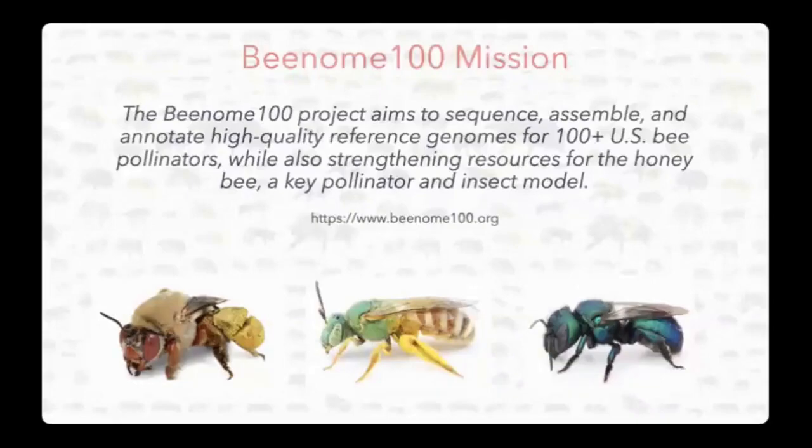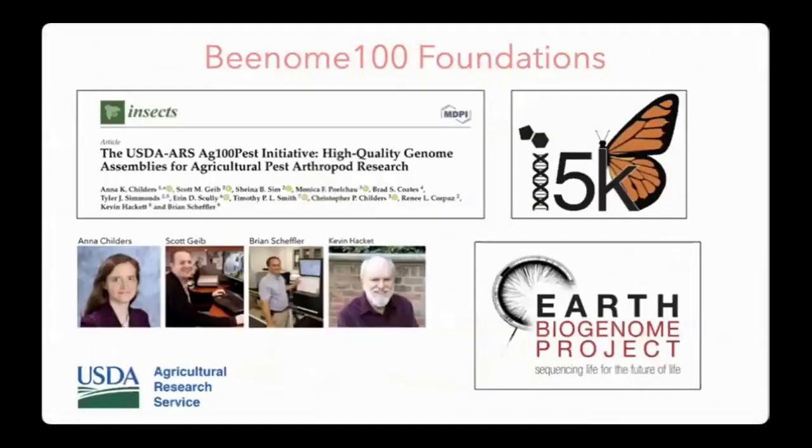So what is the mission of Beenome100? As stated on the project website, the mission of Beenome100 is to sequence, assemble, and annotate high-quality reference genomes for 100 plus USA pollinators, while also strengthening resources for the honeybee, a key pollinator and insect model. Using the latest sequencing tech, a major goal of Beenome is to expand the taxonomic coverage of bee reference genomes and to improve the quality of existing genomes for basic and applied research purposes.